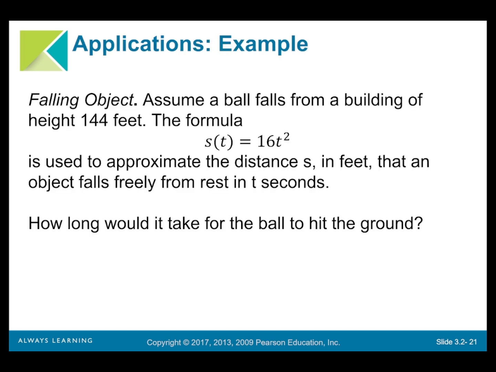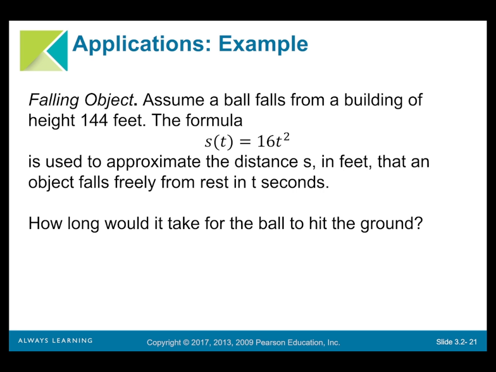For our next example, we're thinking about a falling object. So we're going to assume a ball falls from a building of a height of 144 feet. And anytime an object is falling, it's given by the formula S of t equals 16t squared. It's used to approximate the distance s in feet that an object falls freely from rest in t seconds. How long will it take for the ball to hit the ground?